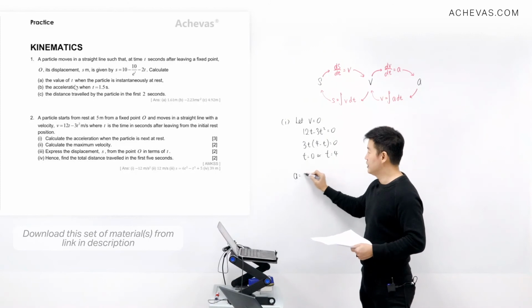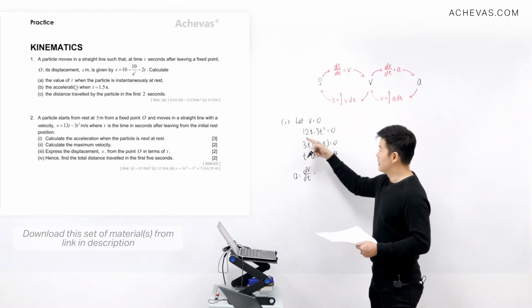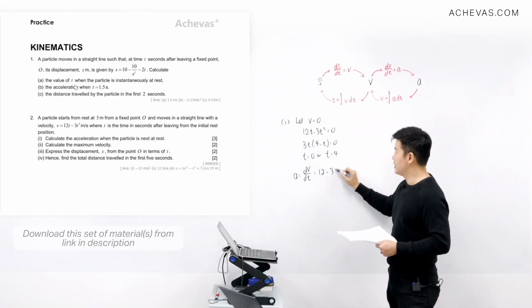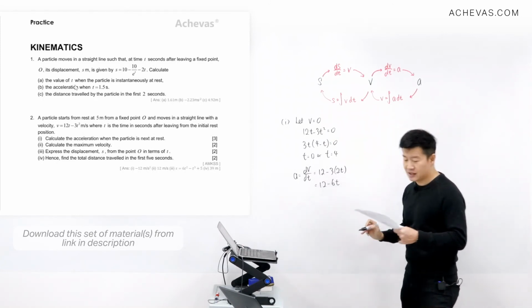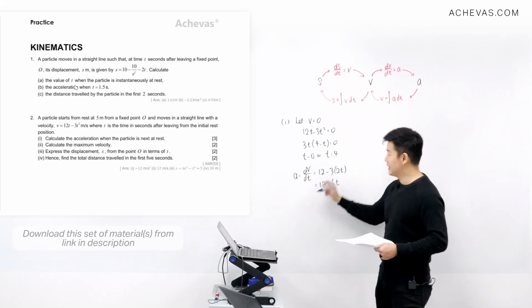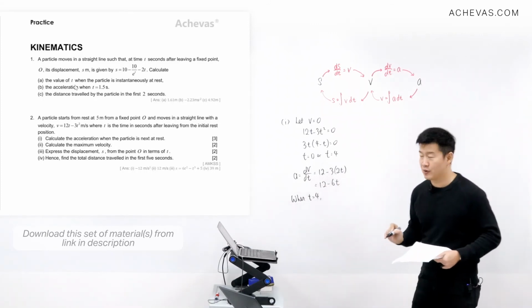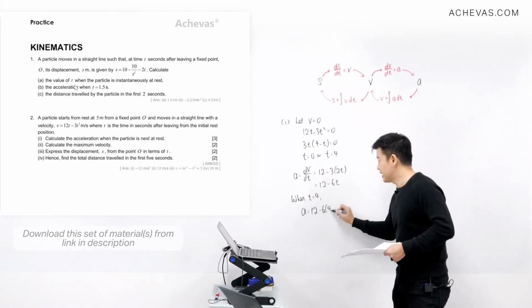So acceleration is going to be dv dt. V is this here. So differentiating this, we are going to be getting 12 minus 3 times 2t. So this is going to be 12 minus 6t. What is the acceleration when it is next at rest? When it is next at rest, it is when t is equal to 4. So the acceleration will be 12 minus 6 times 4.